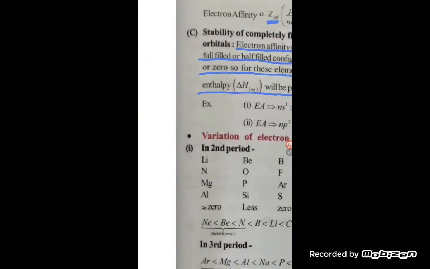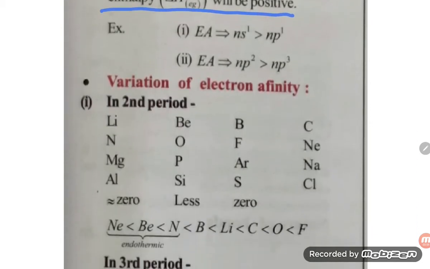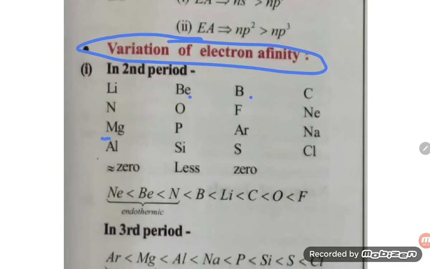Now the variation of electron affinity in the second period: lithium, beryllium, boron, carbon, nitrogen, oxygen, fluorine, neon. Then it starts from the third period: magnesium, phosphorus, arsenic, sodium, aluminum. The values are 0, less, 0, 0.